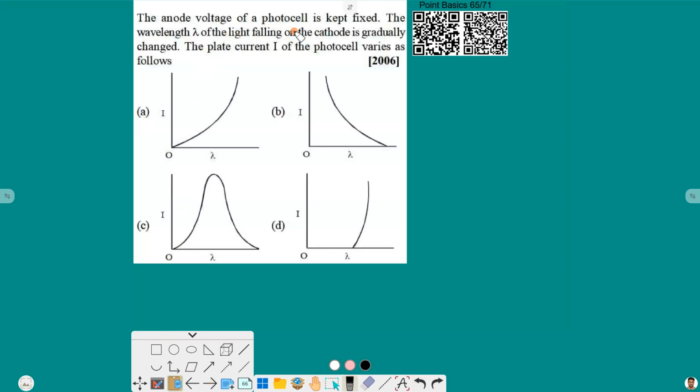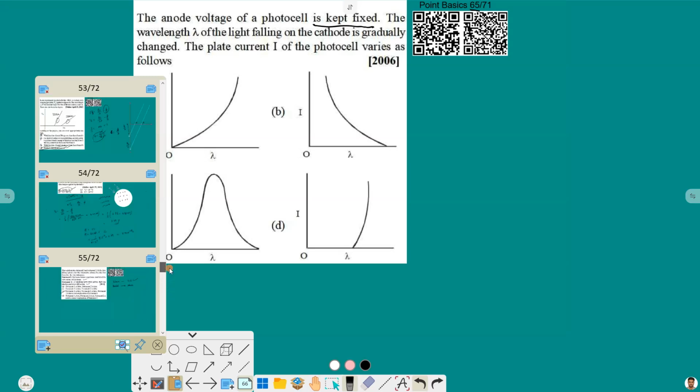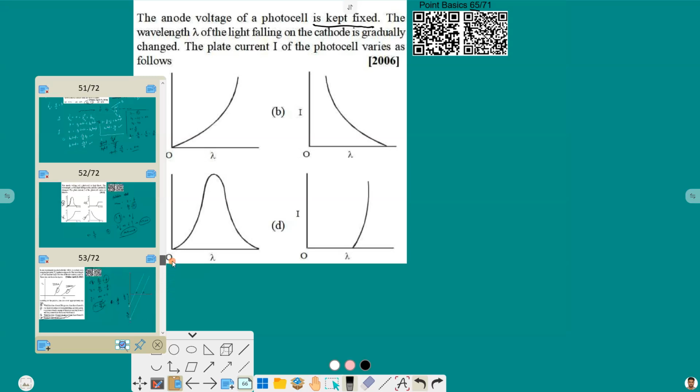The anode voltage of a photocell is kept fixed. The wavelength lambda of the light falling on the cathode is gradually changed. The plate current of the photocell varies as. Now we have covered a similar question to this. This is question number 65. I think it was a question around 50, which we solved. Yeah, here it is.